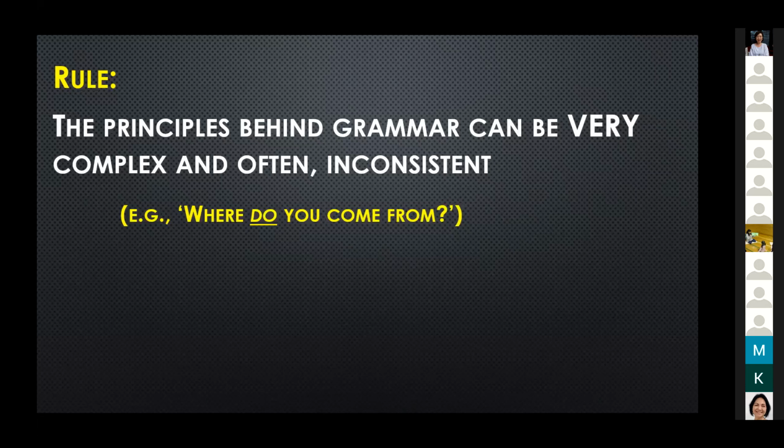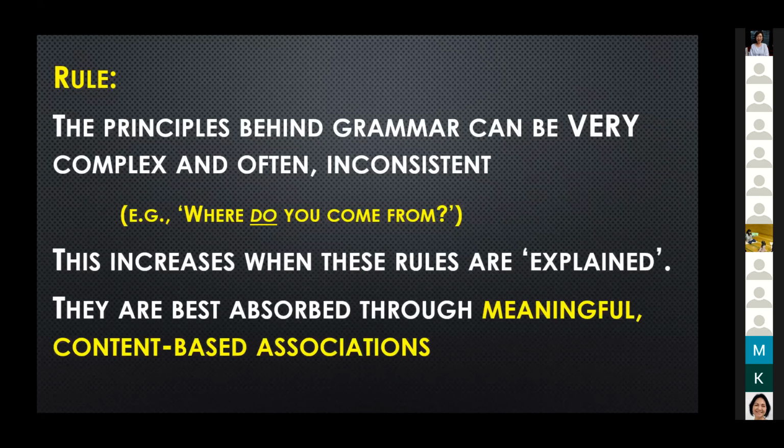So again, this is going to be very confusing for students. The principles are not really consistent. And this problem increases when teachers try to explain the rules. Instead, I would say the rules are best absorbed when they are contained within meaningful content-based associations.